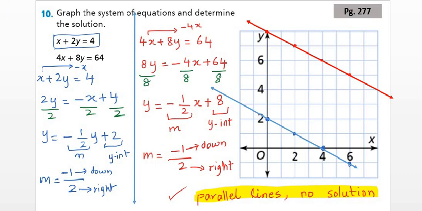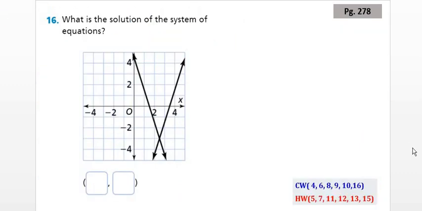Let's solve one more question from the lesson. This is a very simple question. It says, what is the solution of the system of equations? Whenever the lines are intersecting, the point where the two lines intersect each other is actually the solution of that system of equations. So let's see what the coordinates of this point are.